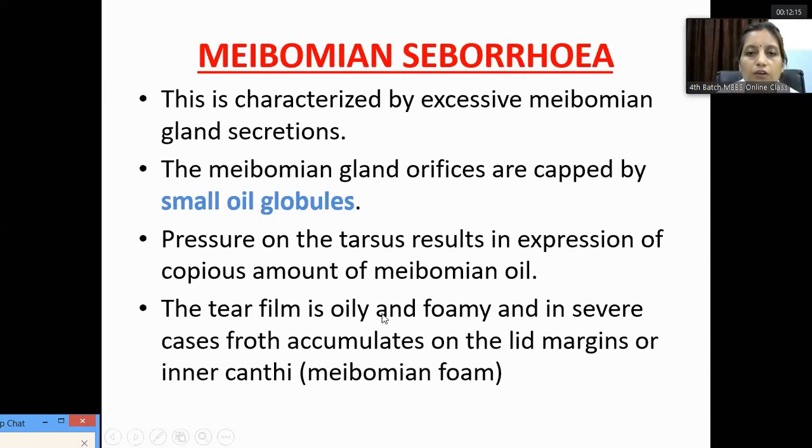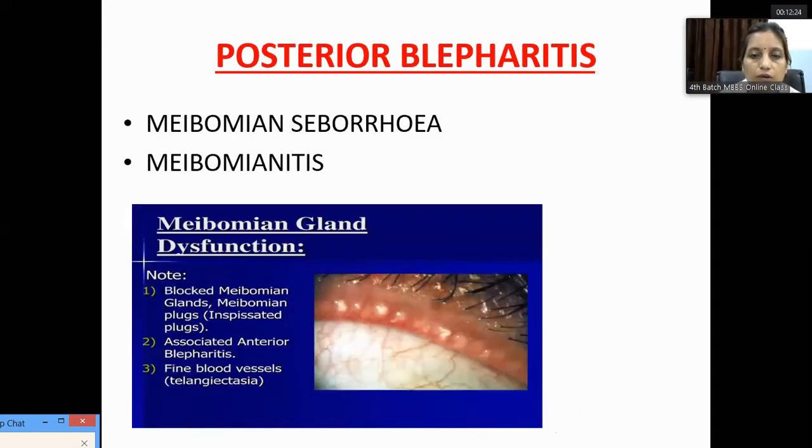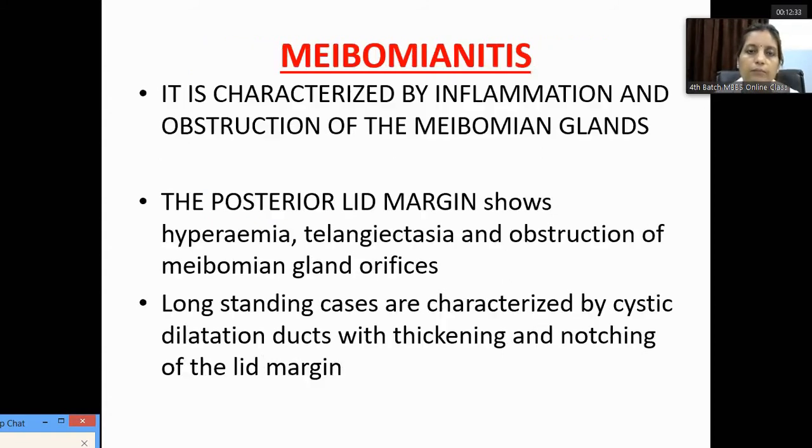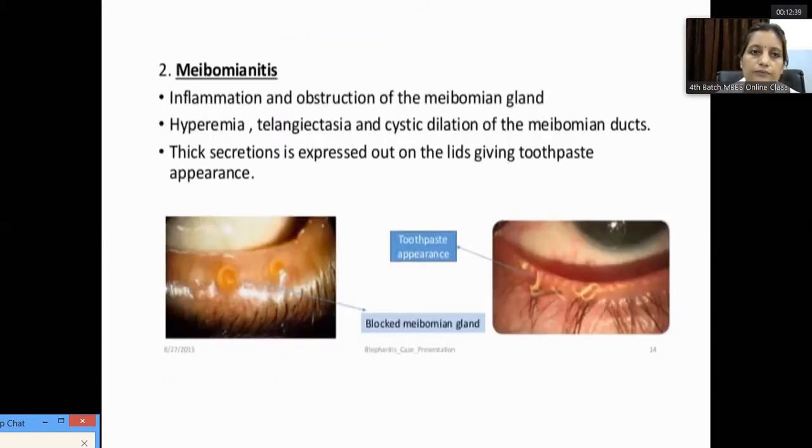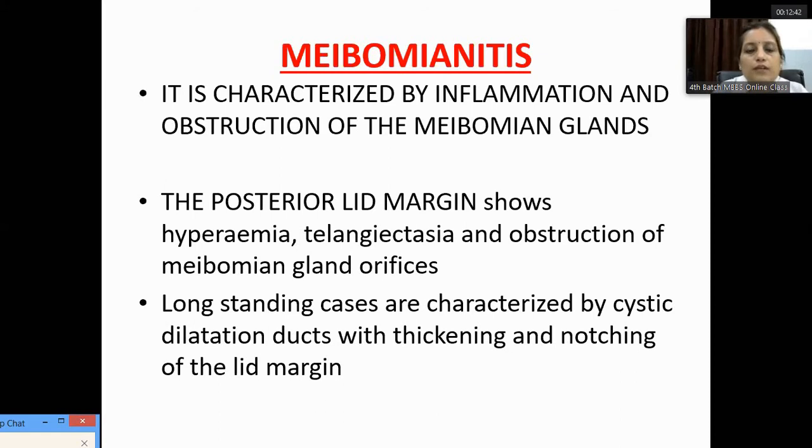And the tear film is oily and foamy, and in severe cases the froth accumulates on the lid margins or inner canthi, the meibomian foam. So you can see at the medial and lateral canthi a foamy discharge. Meibomianitis is characterized by inflammation and obstruction of the meibomian gland. So the posterior lid margin shows hyperemia, telangiectasia, and obstruction of the meibomian gland orifices. In long-standing cases, it is characterized by cystic dilatation of the ducts and thickening and notching of the lid margin.